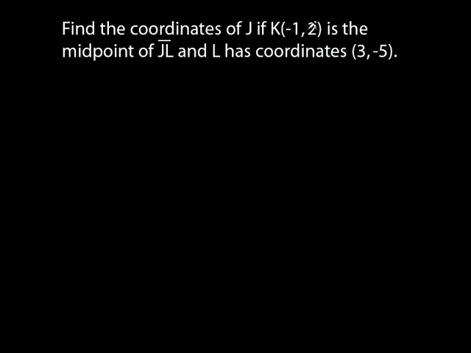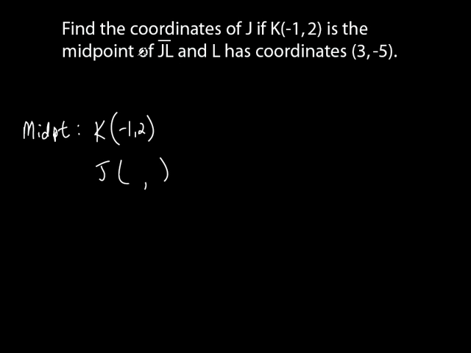If K, which is negative 1, 2, is the midpoint. So let's mark that down. The midpoint, I'll put a little colon there, is point K. It says K is the midpoint. All right, so we'll put K, and it's negative 1, 2. What are we trying to find? We're trying to find the coordinates of J. So I'm going to put a J, and I'm going to just leave this empty for a second.